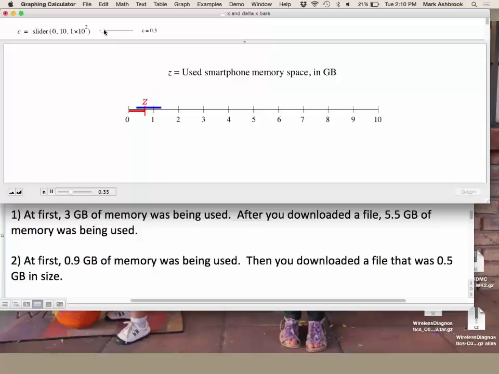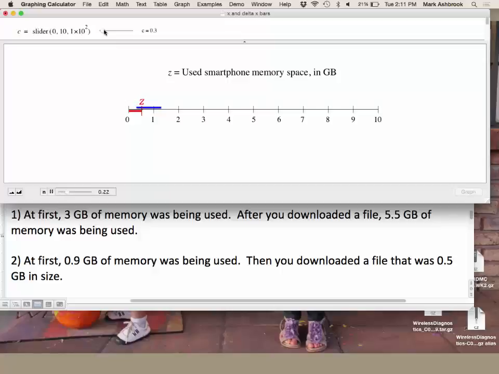So at first we know how it's being used, and after we download the file, 1.2 was being used. So what's the unknown? Is it ZI, ZF, or DZ? We know how much memory was being used on your phone at first, and then we know how much was being used at the end. So the unknown thing is the change, right? Do you see that?